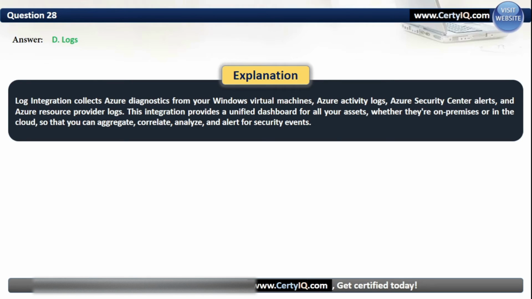Log integration collects Azure Diagnostics from your Windows virtual machines, Azure Activity Logs, Azure Security Center Alerts, and Azure Resource Provider Logs. This integration provides a unified dashboard for all your assets, whether they are on-premises or in the cloud, so that you can aggregate, correlate, analyze, and alert for security events.